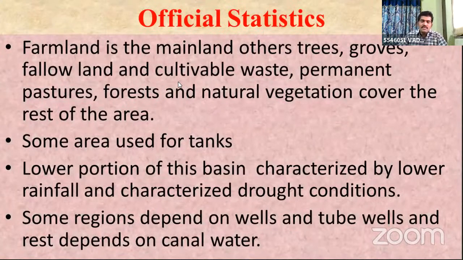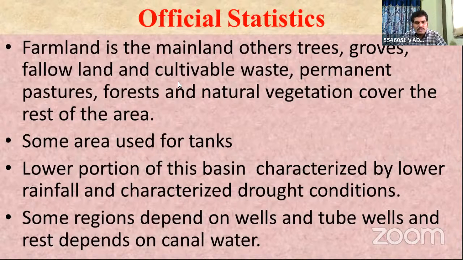So here are some official statistics about the Tungabhadra river basin. Maximum land is farmland in this basin. Some of the land is covered with trees, some is fallow land, some is cultivable waste, and there are permanent pastures and forest area, and some land is covered with natural vegetation. This is the situation of the land in the catchment area. In the Tungabhadra basin, maximum land is under cultivation, so this area needs more water from the basin. It depends on Tungabhadra water. Some area is also used for construction of tanks, to store rainwater and surface flows.